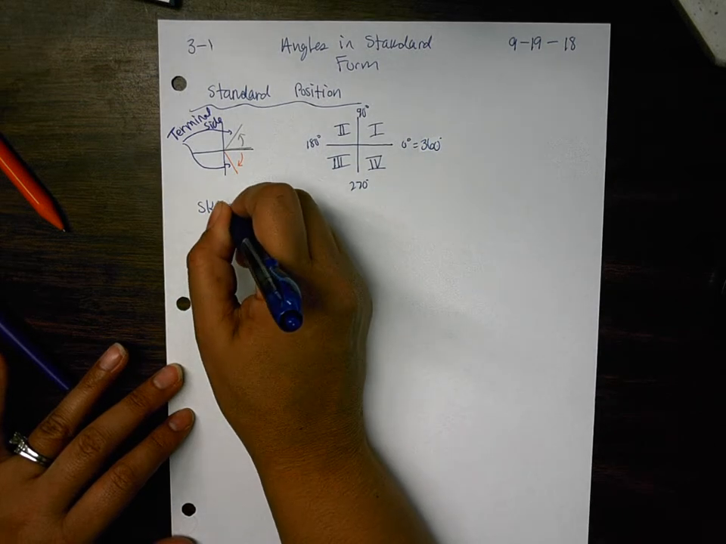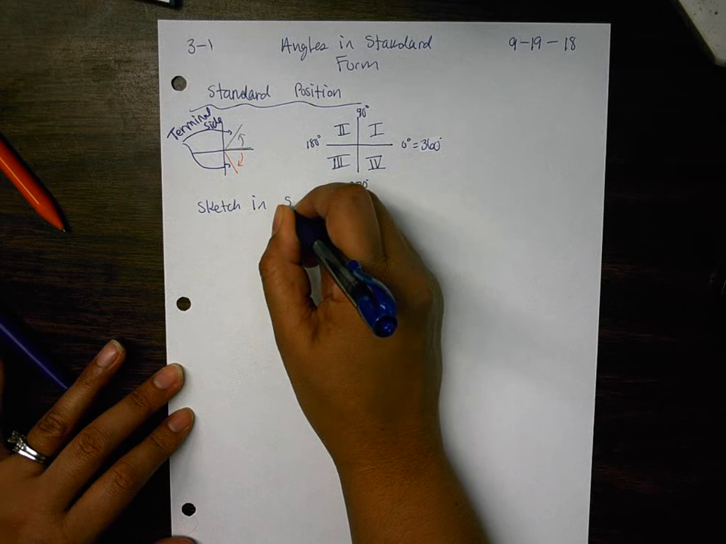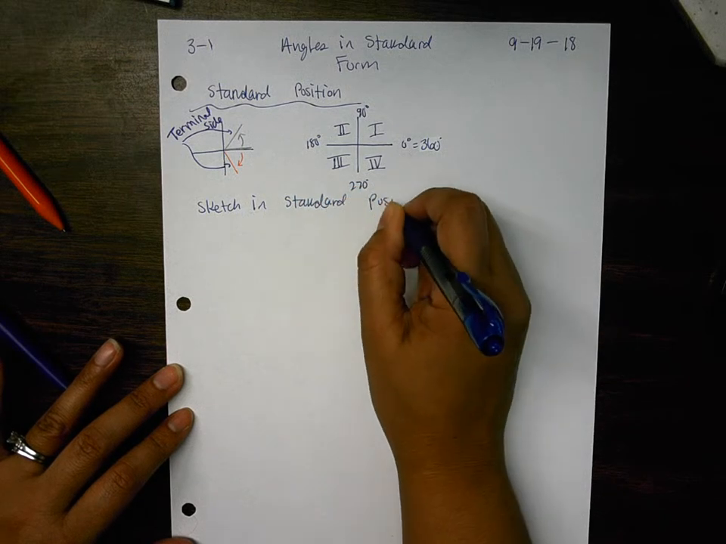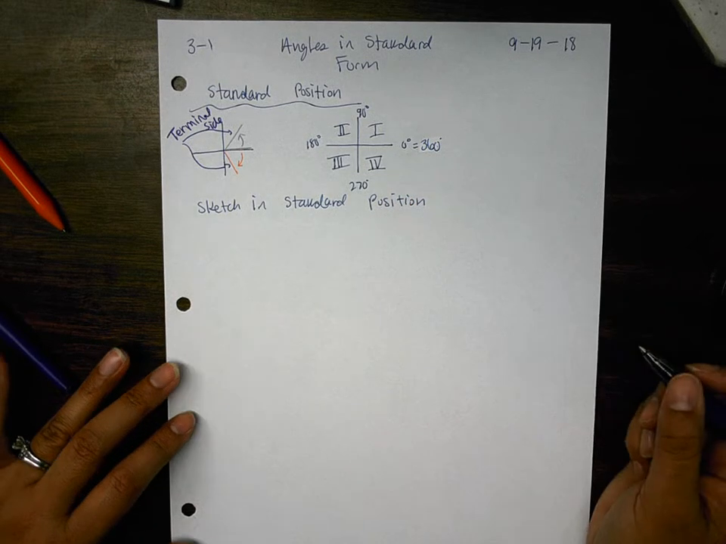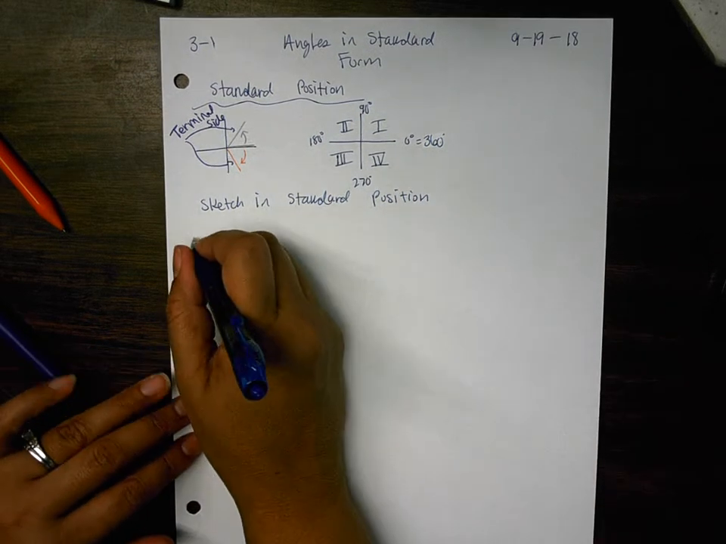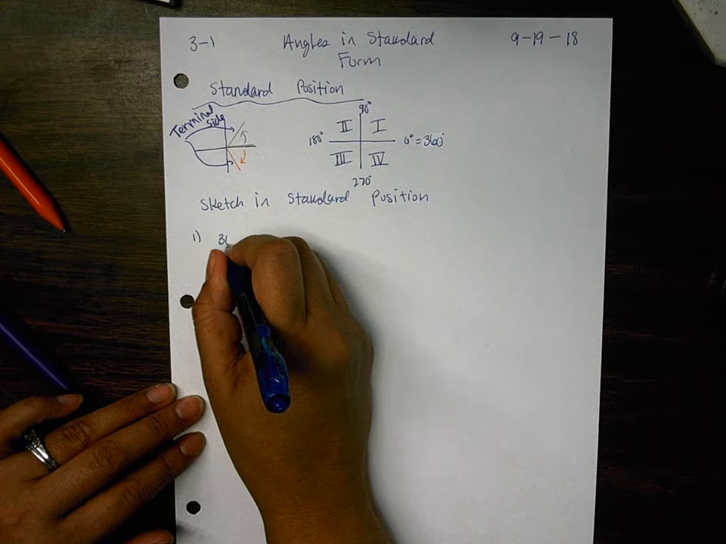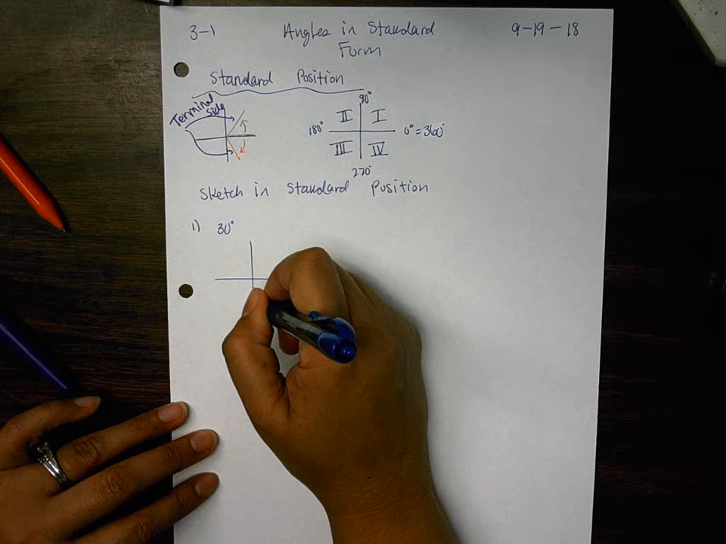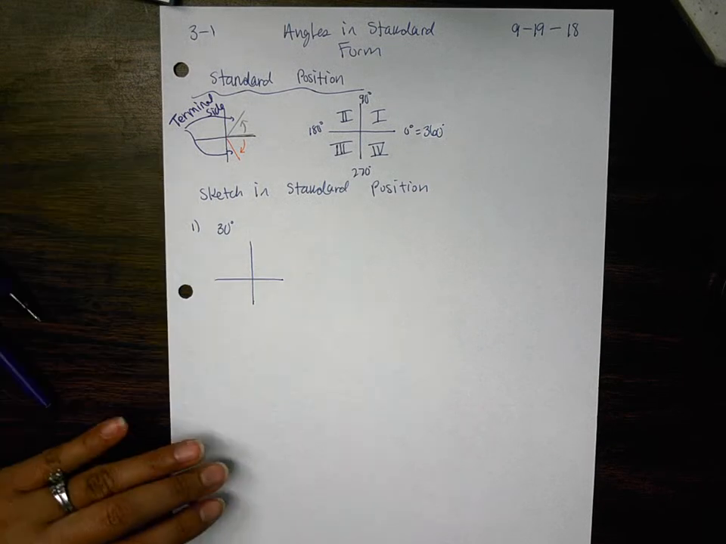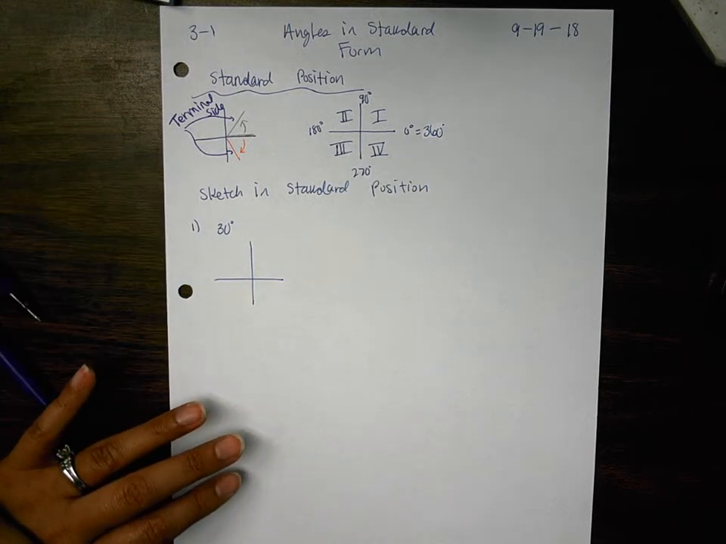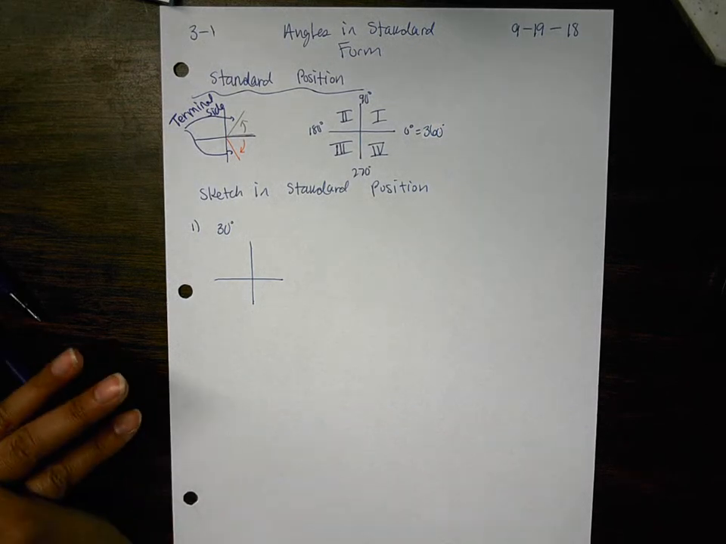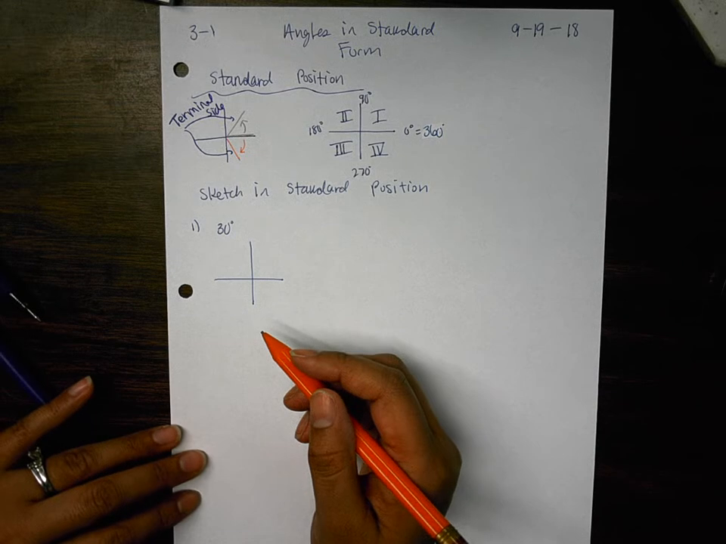Okay, sketch in standard position. Sketch in standard position. Number 1, 30 degrees. All right, when you're doing homework, let's make a small little grid. You're going to do each one on its own grid. Don't do like numbers 29 through 34 all on one grid. Small little grid for each one.